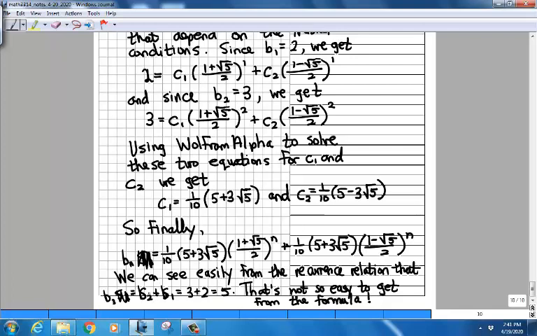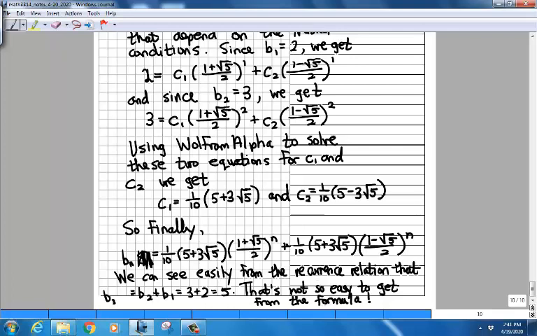So b sub 3 is supposed to be b sub 2, which we knew was 3, plus b sub 1, which we knew to be 2. So b sub 3 is 3 plus 2, which is 5. That's not so easy to get out of the formula, though, right?